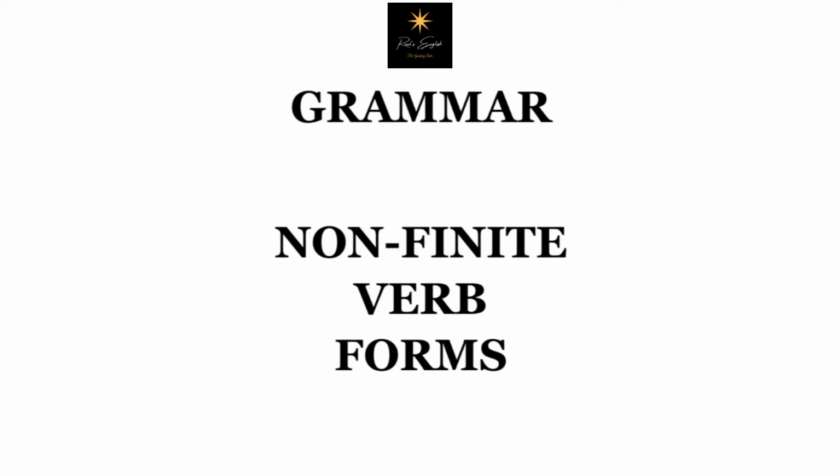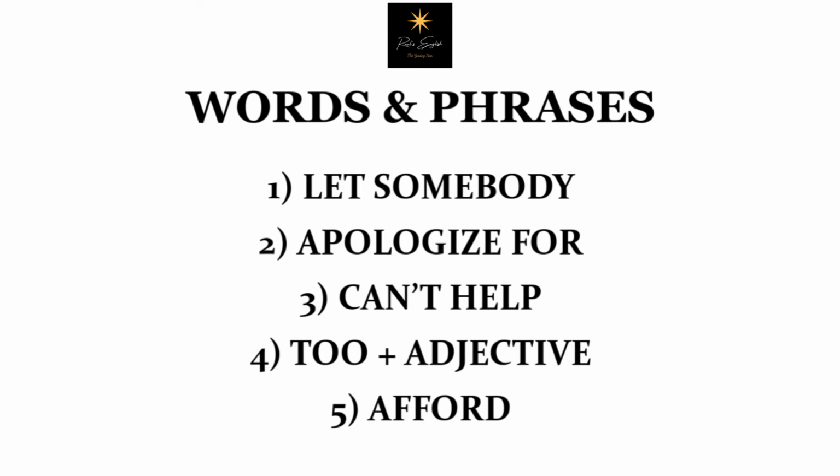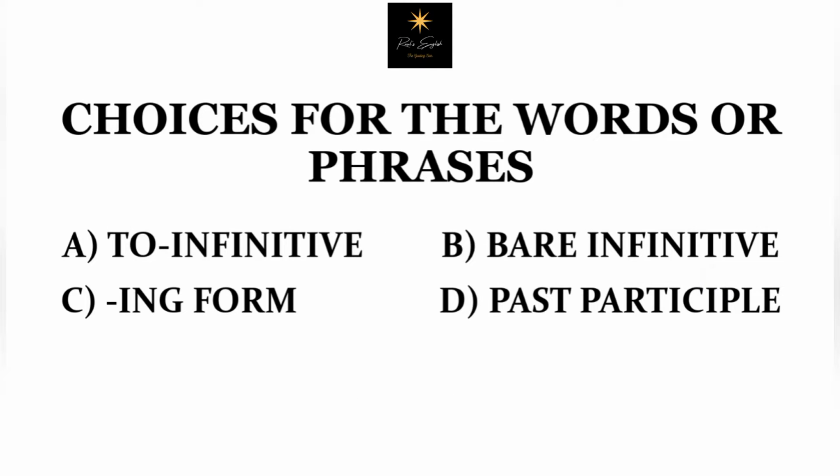We shall continue with the non-finite verb forms and how to construct sentences with them and how to not construct sentences with them. Alright, so the words and phrases that we shall use for this video are let somebody, apologize for, can't help, two adjective and afford. Let's get on with number one, let somebody. And the choices are to infinitive, the infinitive, the ing form, and the past participle.